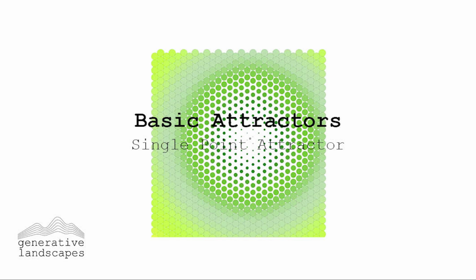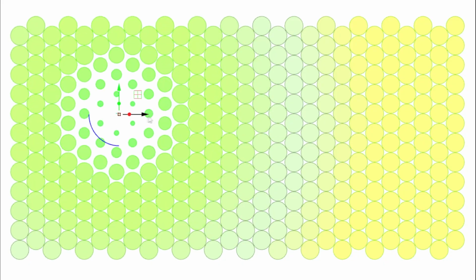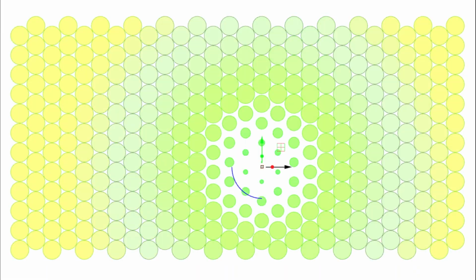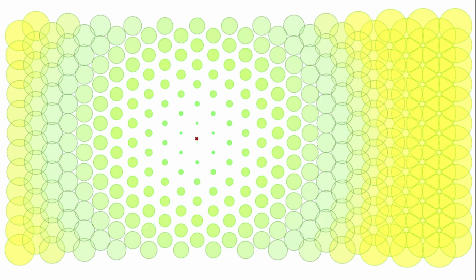Welcome to this first basic attractors tutorial with a focus on single point attractors. In this video, we will be using Rhino and Grasshopper to create a regular pattern of circles which decrease in radius based on proximity to a single attractor point which is sketched in Rhino.